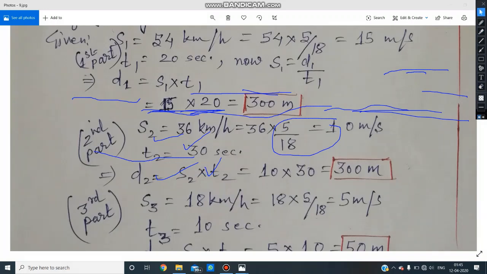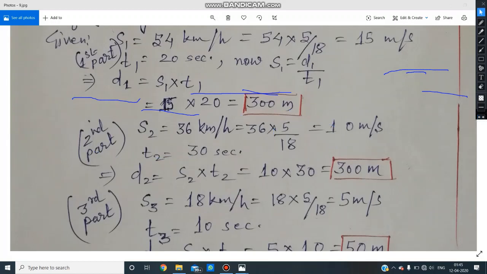Keep on watching, children, how the solution has been given to you. Back on the explanation. For the second part of the journey, you can follow the distance calculation. The speed has been multiplied with the time, where speed is 10 and time is 30 seconds. So the answer for the distance is 300 meter.